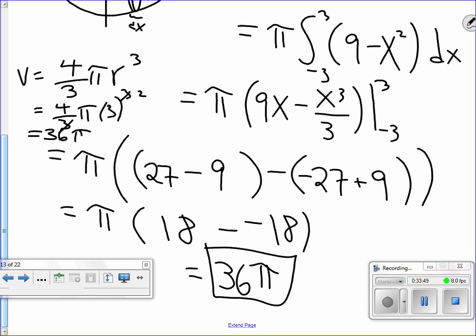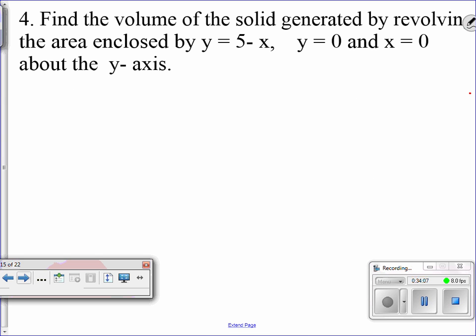But using a formula is boring, right? When you can use integration to get the volume, right? Who ever wants to use formulas again? So yeah, we could have got 36 pi with a formula, but this was more fun. So you have 2 problems to do for homework. Yes?